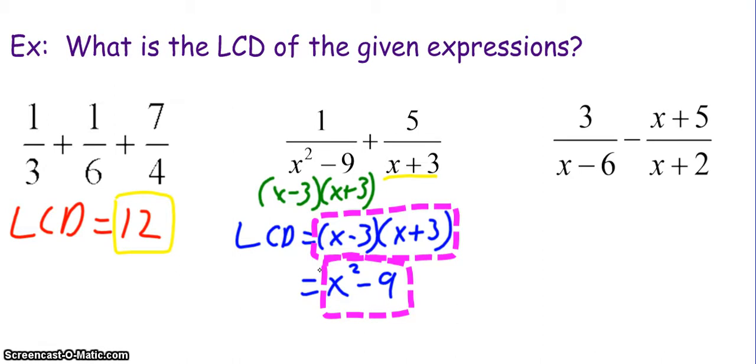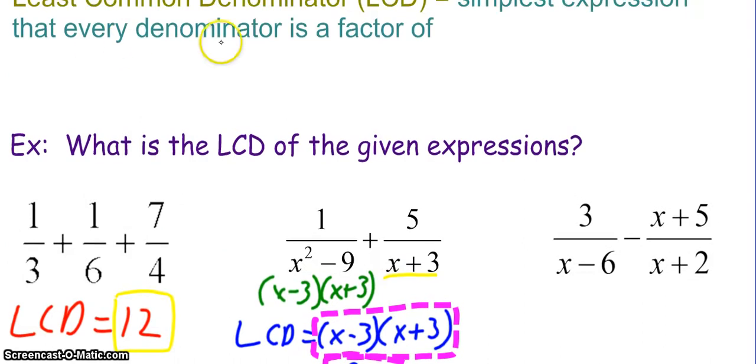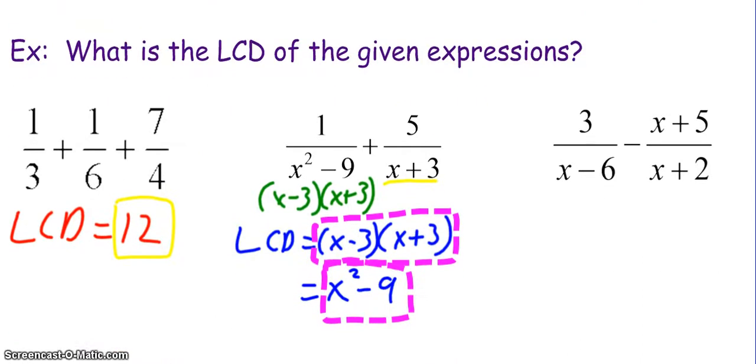But that is the least common denominator because it is the simplest expression that every denominator is a factor of. So x squared minus 9 is a factor of x squared minus 9. X plus 3 is also a factor of x squared minus 9. Alright, so I want you to look at the last example here and find the least common denominator. Pause the video. Unpause when you're ready to check your answer.